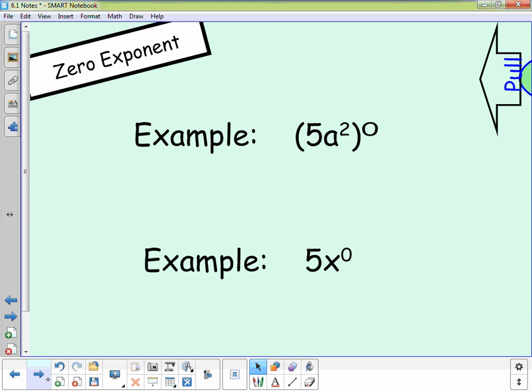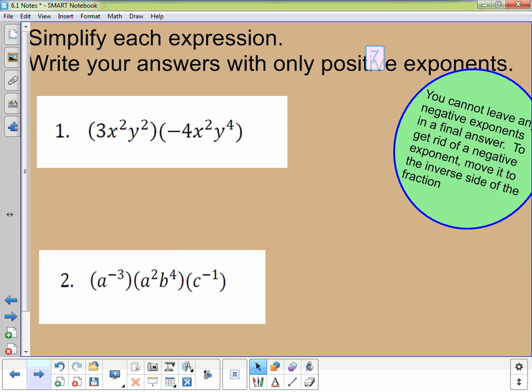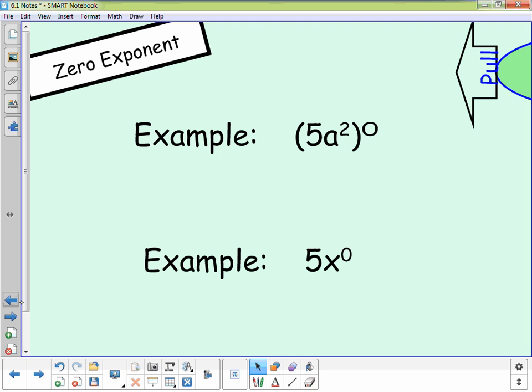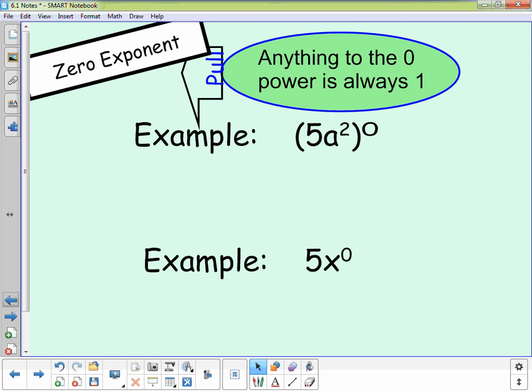The one last power that we're going to talk about is the zero exponents power. Zero exponents say that any number raised to the 0 power is equal to 1. Any number raised to the 0 power is equal to 1. Now that goes for numbers and variables.